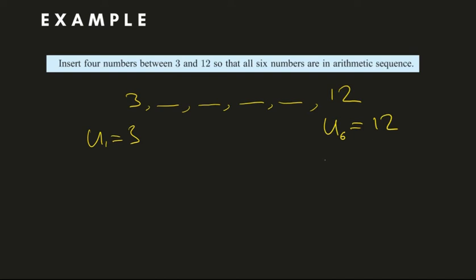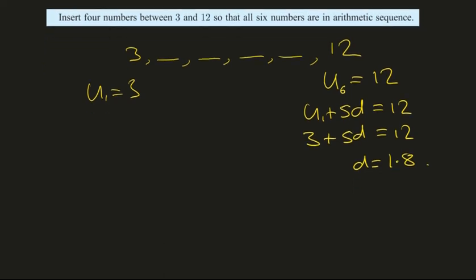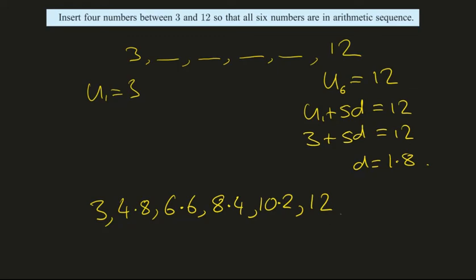So if we represent that 12 as the u1 plus 5d, or in other words, 3 plus 5d, we can work out what that d is. If I take 3 from both sides and then divide through by 5, we'll end up with our d. d is going to be 1.8. So now it's a very simple case of just adding 1.8 as we go along. So if our first number is 3, our next one will be 4.8, and then 6.6, 8.4, 10.2. If we've done it right, another 1.8 will get us to 12, and of course it does, and we are finished.